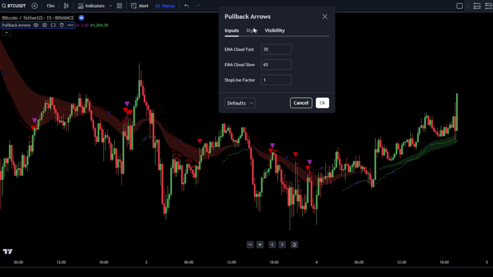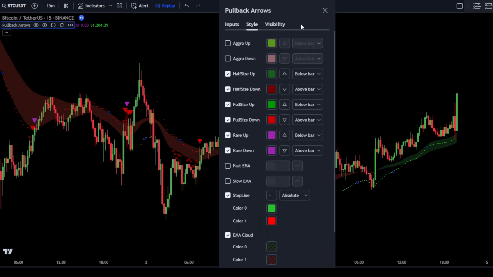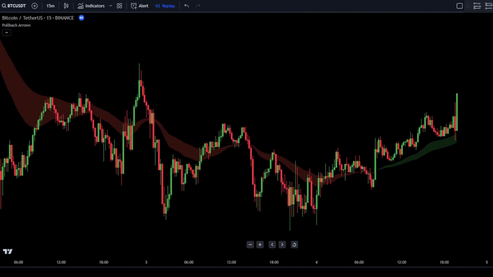Next, go to the Style tab. In the Style tab, remove all the markers and leave only the EMA cloud. Once you've done that, just click OK to save the changes. This pullback arrows indicator will be used as a trend guide and to spot pullbacks in the market.